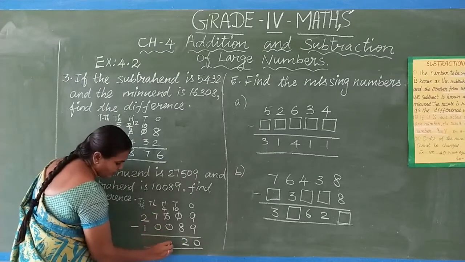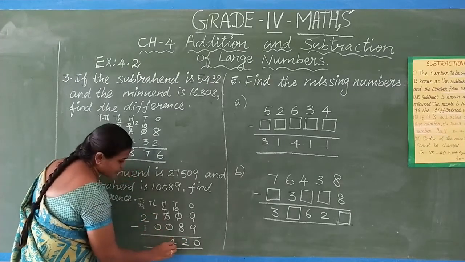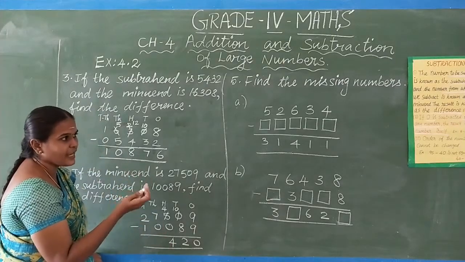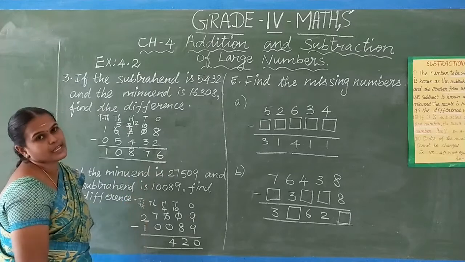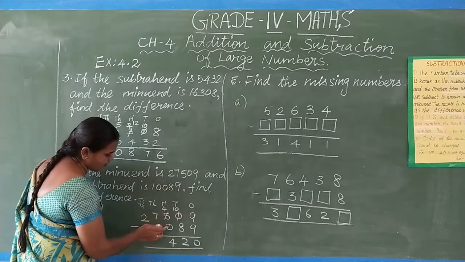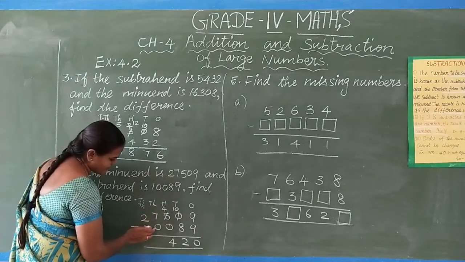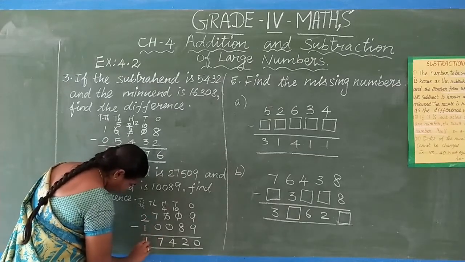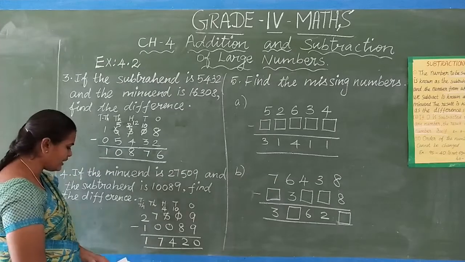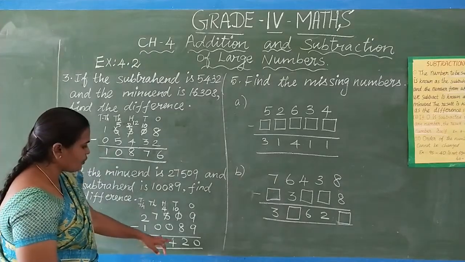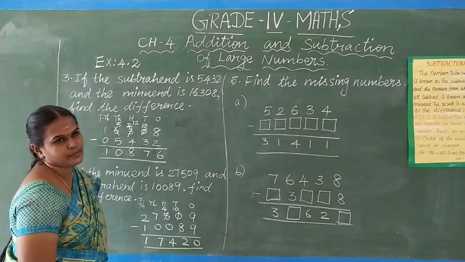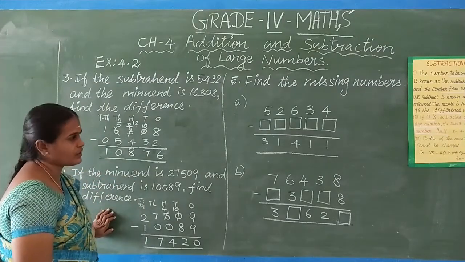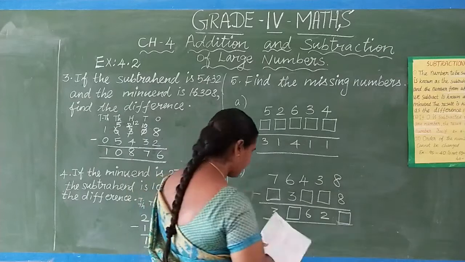4 minus 0, 4. If 0 is subtracted from any number, the result is the number itself. You know the rule. So 4 minus 0, 4. 7 minus 0, 7. 2 minus 1, 1. So your answer is 17,420. Okay. So these two sums you copy in your classroom. Okay. Now the fifth one.